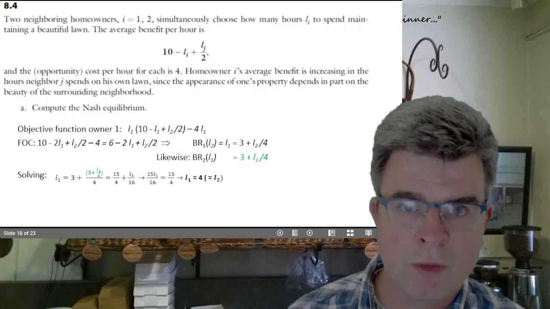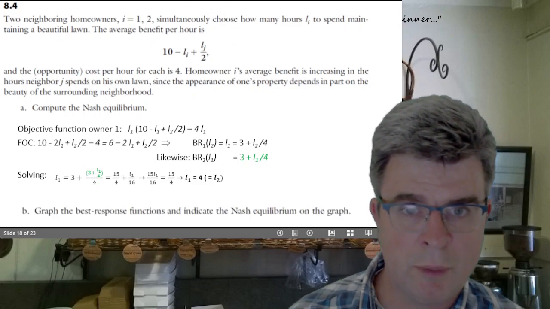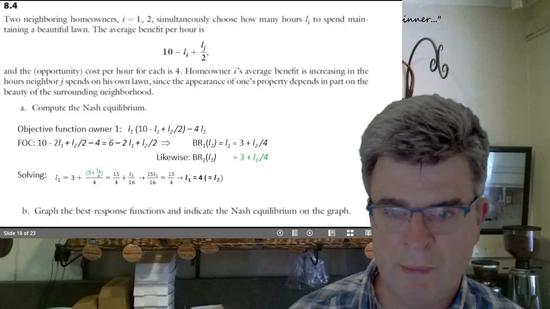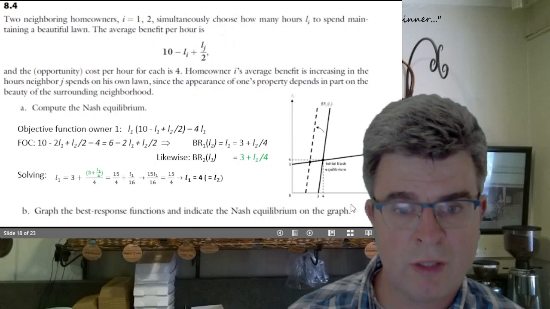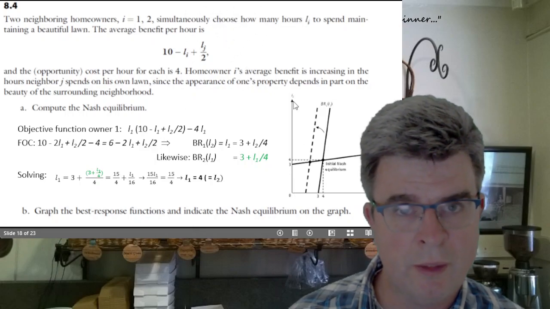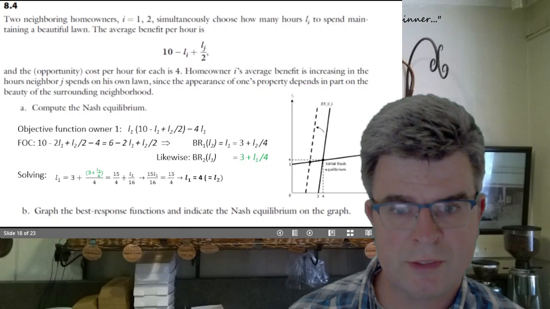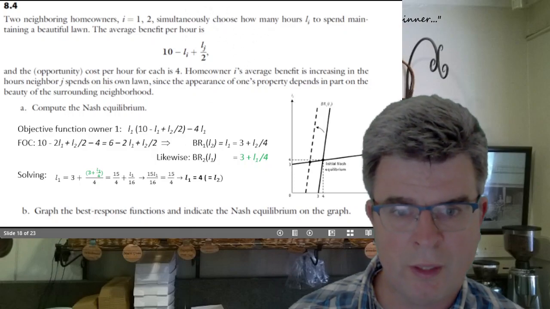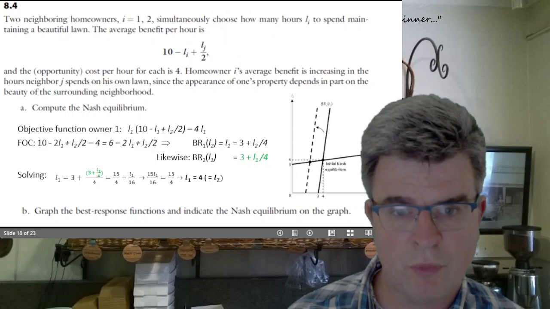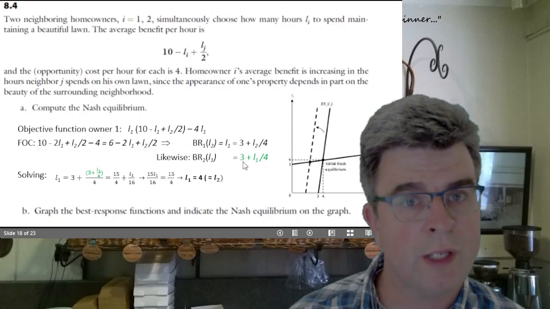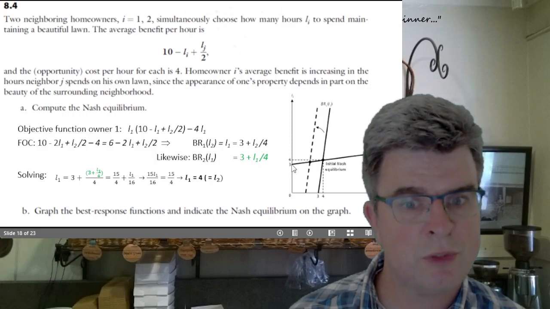Now we can graph the best response functions, and we are asked to do so in question B. And that leads to the following graph. So the thing to choose is the effort level L1 and L2. So we see them on the X and the Y axis. And then, for example, for neighbor 2, the best response function has the following form. If neighbor 1 puts in 0 hours of effort, it will be optimal for neighbor 2 to put in 3 hours of effort.